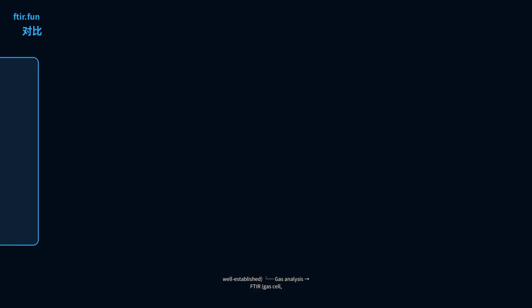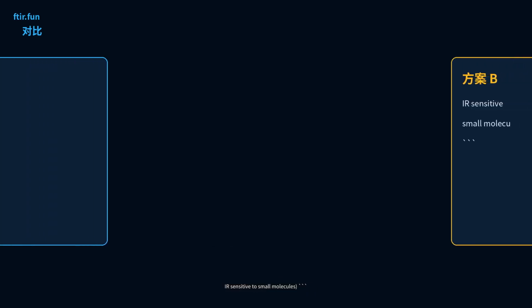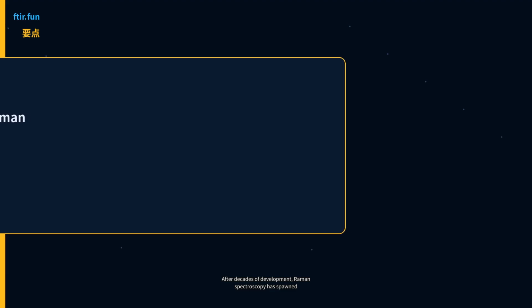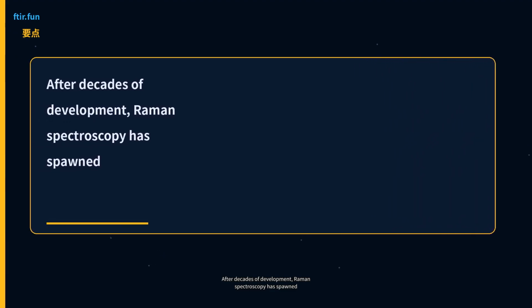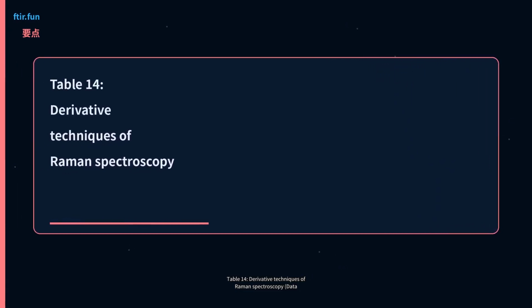Quantitative analysis, functional group content, FTIR, Beer-Lambert law, well-established. Gas analysis, gas cell, IR, sensitive to small molecules. Next, advanced versions of Raman spectroscopy. After decades of development, Raman spectroscopy has spawned several enhanced techniques. Table 14: Derivative techniques of Raman spectroscopy.